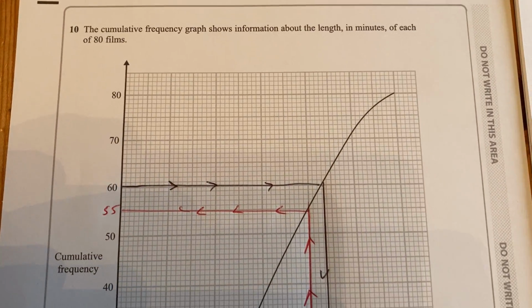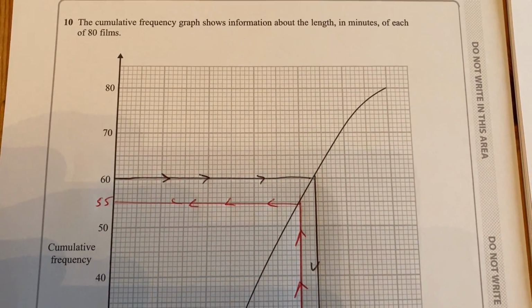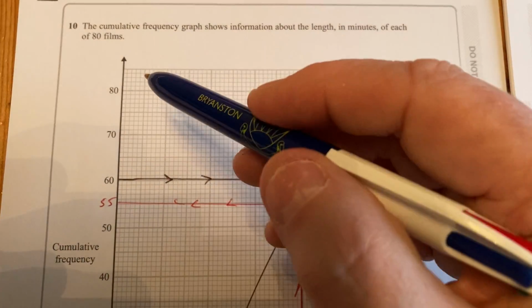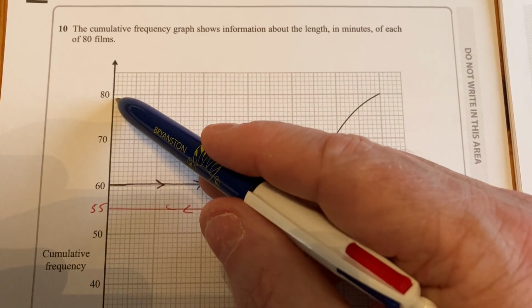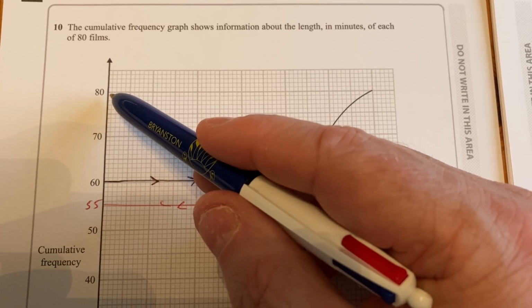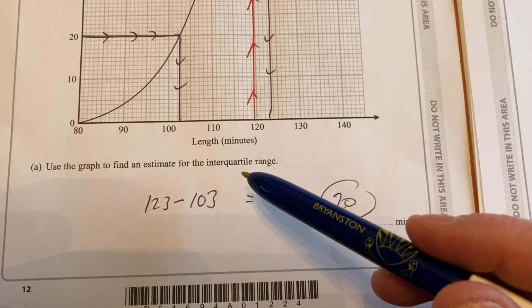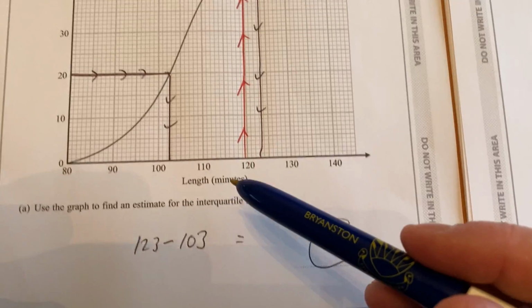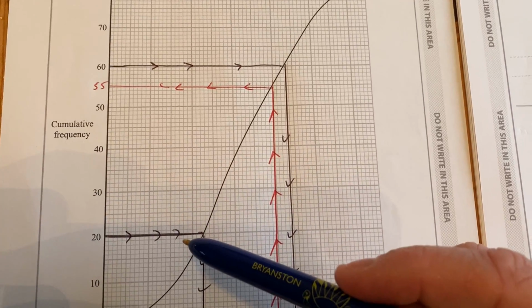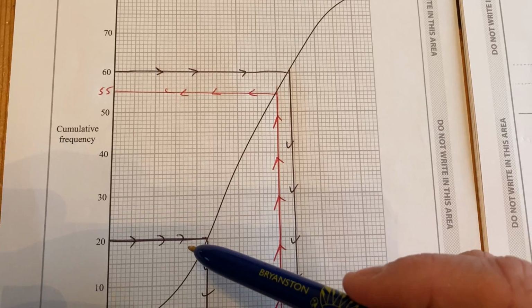Okay, question 10. We have a cumulative frequency graph that goes up to 80. So 80 films that we are going to try and find the interquartile range for. Now the interquartile range is the difference between the upper quartile and the lower quartile.